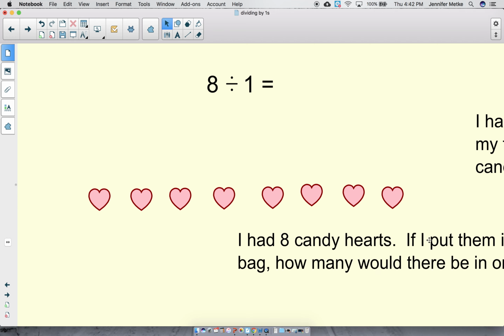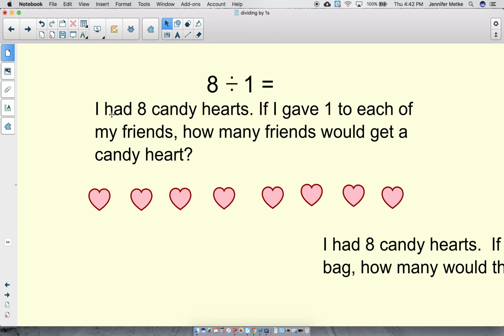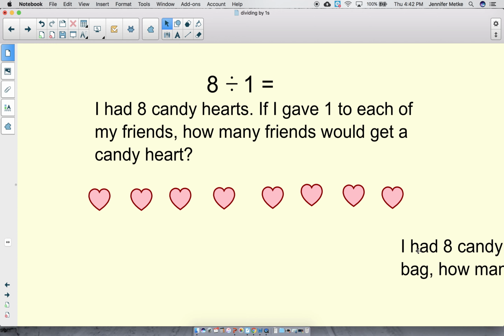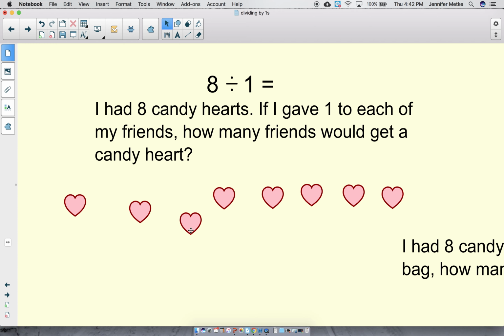Now, a second way we can think about division is where we have the total, and instead of how many groups, this is going to represent how many in a group. So here's the context for that. I had 8 candy hearts. If I gave 1 to each of my friends, how many friends would get a candy heart? So here I'm finding out how many groups there are. If I had 8 candy hearts and each one of my friends gets one, I'm going to have 8 friends get a candy heart.